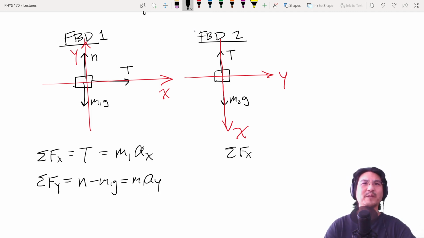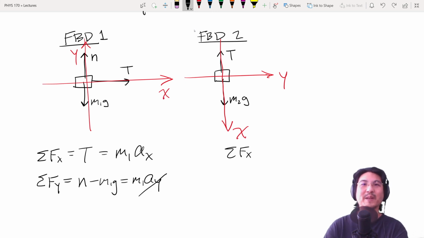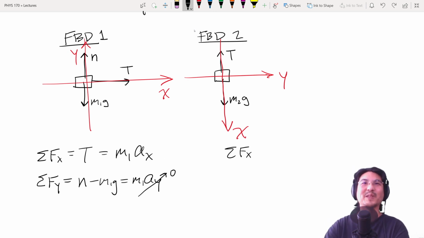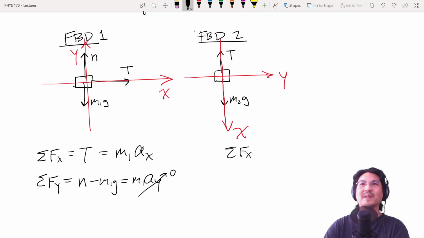Before going any further, I know that block 1 is going horizontally. It's not moving vertically, which means this is definitely 0. This is not always true. This is true for this example. So you can't just go around crossing this out at will. So specific to this example, this is 0. Okay, block 2. In the x direction, I picked x here, so that means this is positive, and that's negative, equals mass 2 times acceleration.